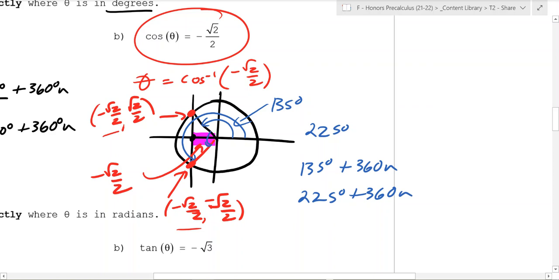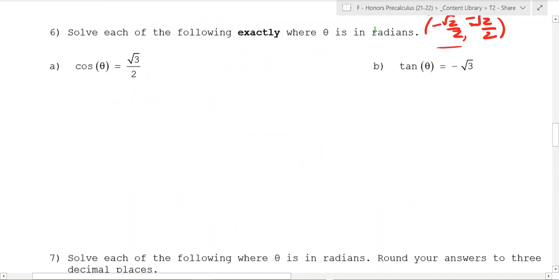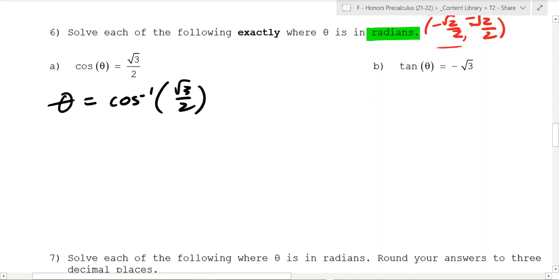Another way you can see there's two answers to this is you could graph cosine and see where the output is equal to negative root 2 over 2. You can graph that on Desmos and plot intersections. So let's do the same thing, but we're answering these in radians. So this is asking when is theta equal to cosine inverse of root 3 over 2. So it's asking when is the cosine of an angle equal to root 3 over 2.